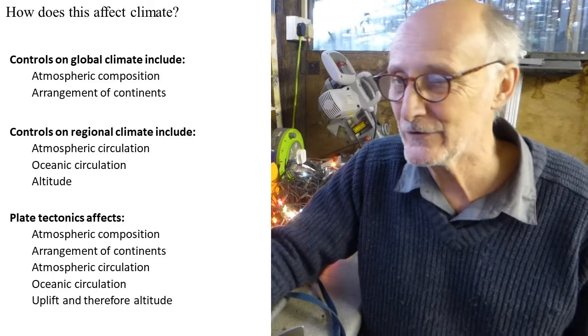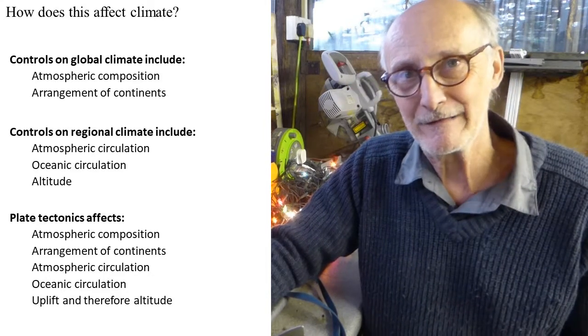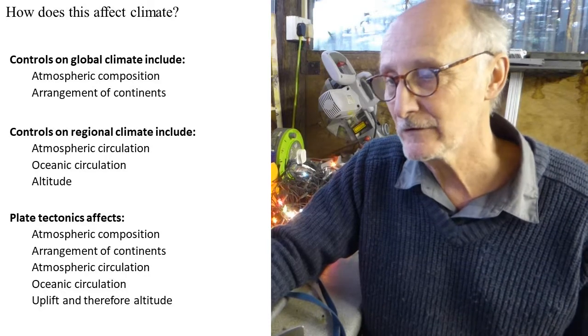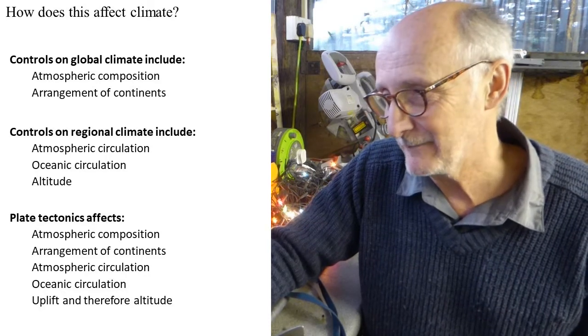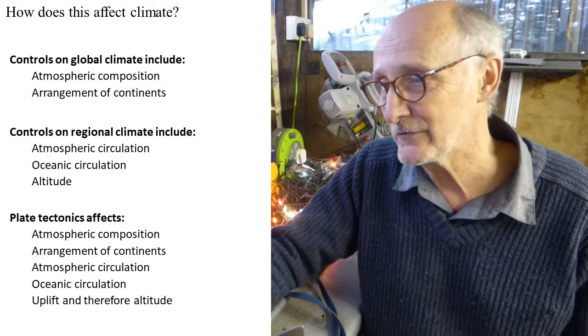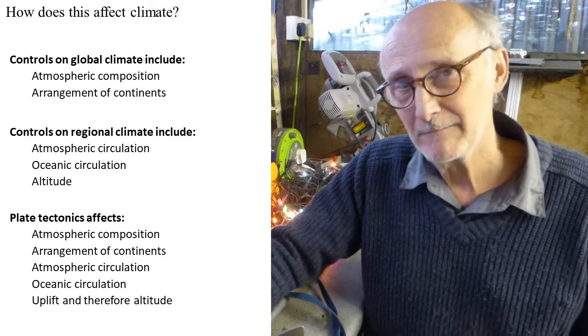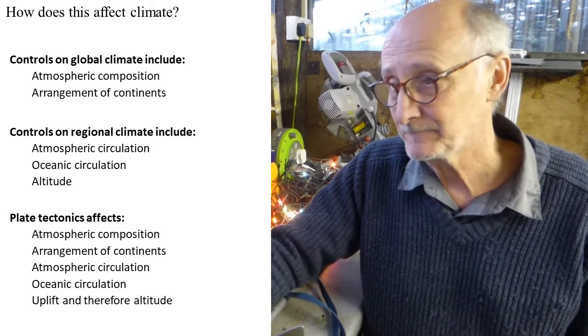We've seen here some of the controls on global climate and on regional climate, and we say, well, what does plate tectonics affect then? What could that be influencing? And you'll see I've filled in there basically all of those headings from some of the controls we've listed on global and regional climate. Well, those are listed there as being things that plate tectonics can affect.